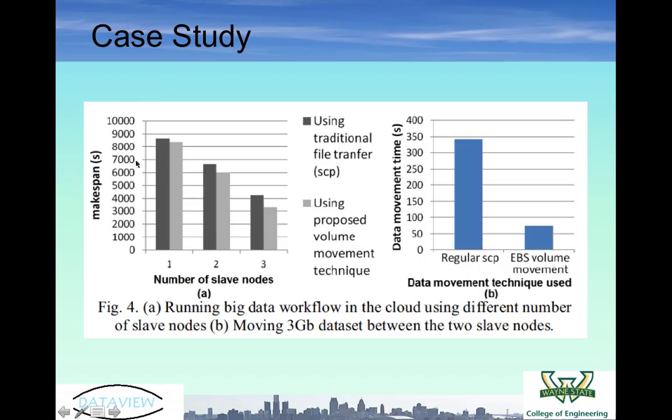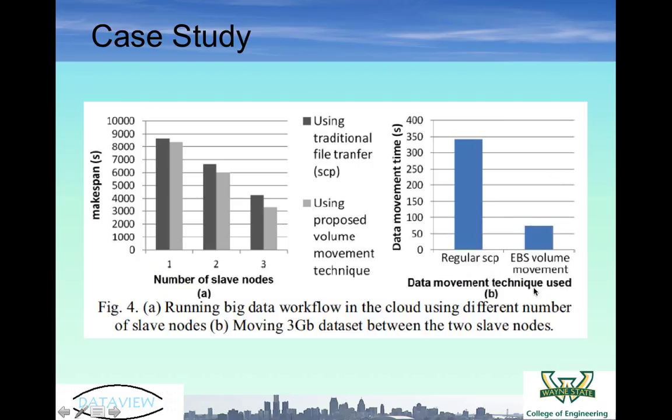The first picture shows running the big data workflow in the cloud using different numbers of slave nodes. The black column is using traditional file transfer, and the gray column is using the proposed volume movement technique. As you can tell, for the same number of slave nodes, the proposed volume movement technique costs less time than the traditional file transfer.